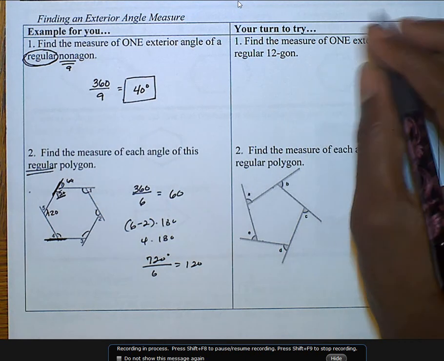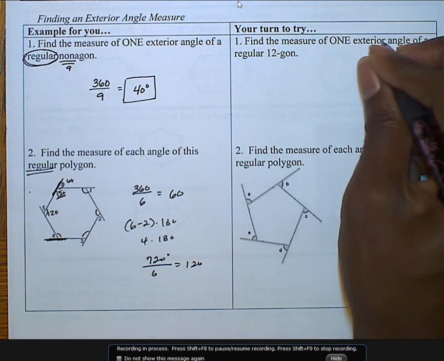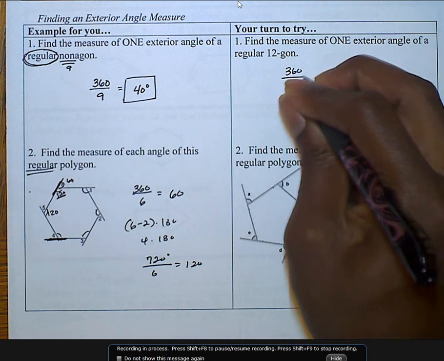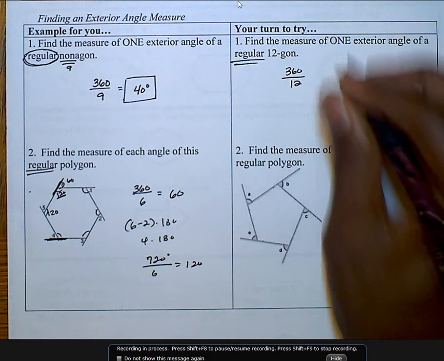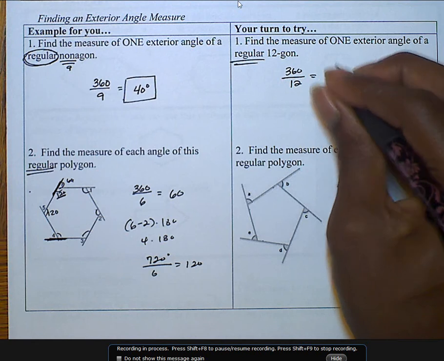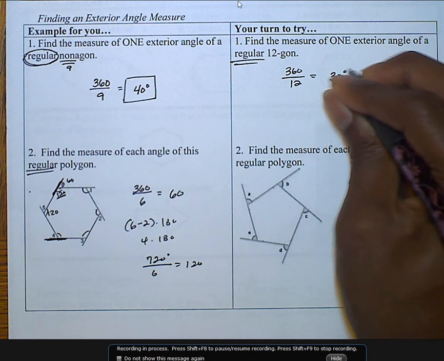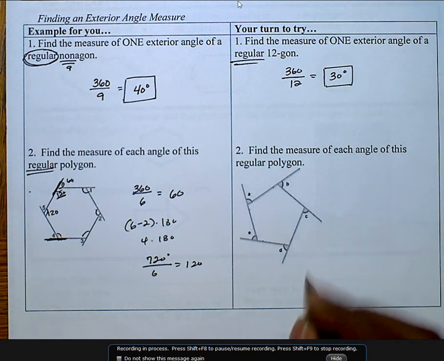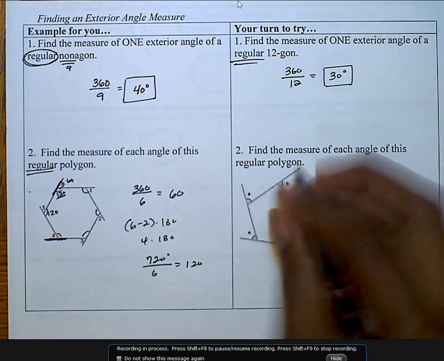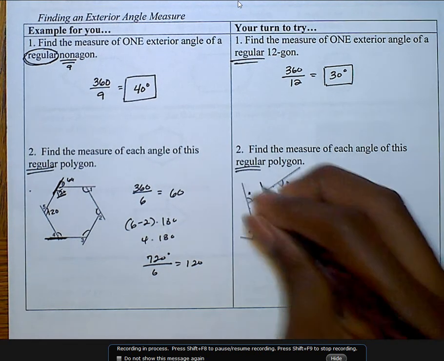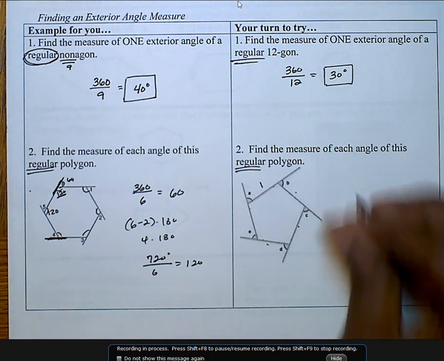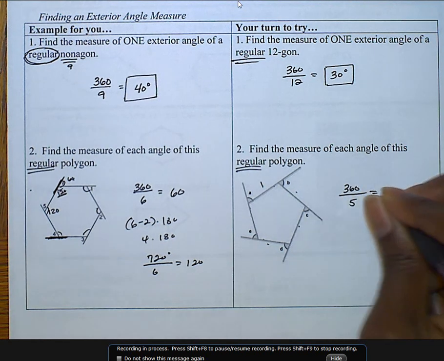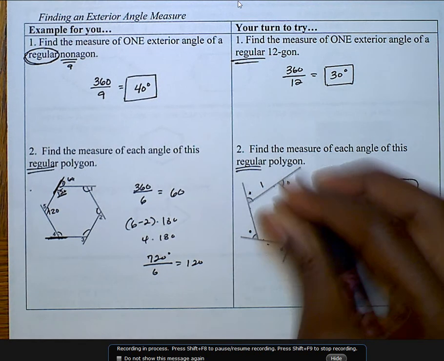So there we go. One exterior angle of a regular 12-gon: 360 divided by 12, because it's regular, which means all the sides should be the same. And so that would be 30 degrees. Now, the measure of each of these in this regular polygon, where all of them are the same: there's 1, 2, 3, 4, 5 sides. So 360 divided by 5 should give me 72 degrees. So each of these angles is 72 degrees.